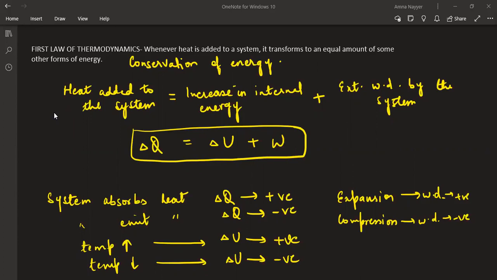The zeroth law was what? Whenever two systems are in equilibrium with a third one, they will also be in equilibrium with each other, right? That was the zeroth law of thermodynamics. Now we are going to start with the first law of thermodynamics.